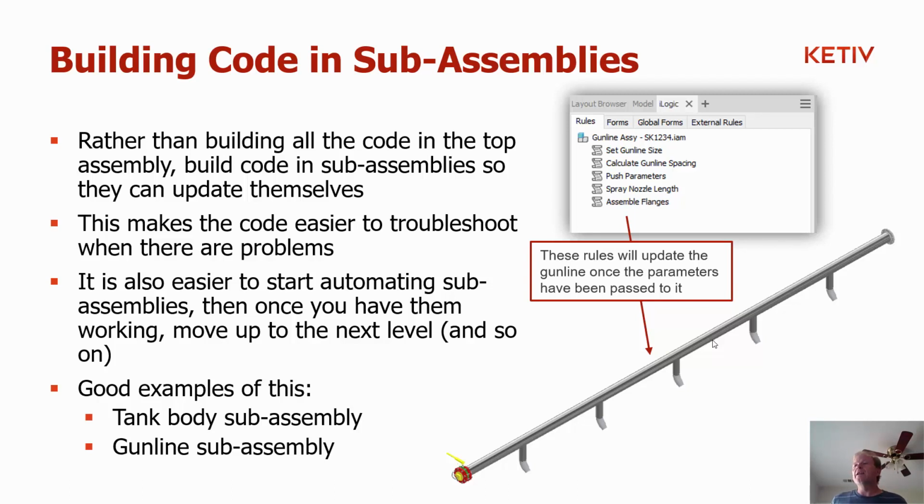Now, a couple of good examples of when you're going through the code that we've given you here as part of the starter kit. A couple of good examples to go to is the tank body subassembly. You'll see a lot of code of how it puts itself together and builds itself. And another one is the gun line subassembly, the one that you see right here. This has quite a bit of code in there that shows how it's building itself. And we're just calling it from the top level assembly. So it makes it a whole lot easier to build code and to make everything work the way that you want it to.